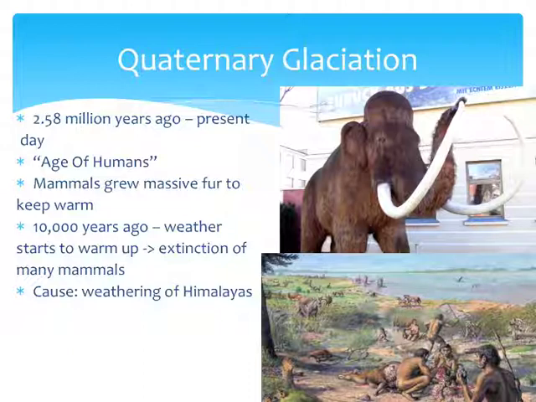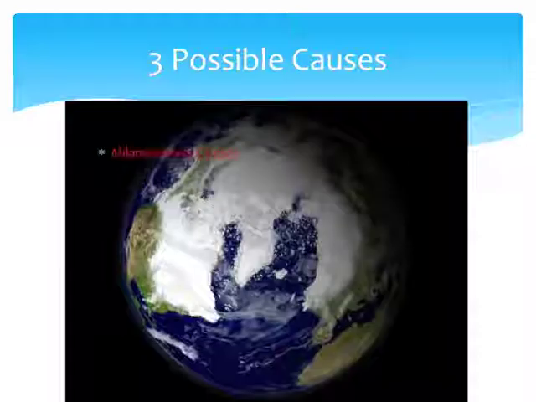Lastly was the Quaternary glaciation, which started 2.58 million years ago and is still taking place today. It is commonly known as the Age of Humans due to the beginning of our existence during this time. The mammals that inhabited Earth began to grow massive fur in order to survive the harsh cold weather. About 10,000 years ago, though, the weather started to warm up, which led to the extinction of many mammals, such as the woolly mammoths. Scientists believe the weathering of the Himalayas affected the CO2 levels and caused this ice age we are currently living in today.